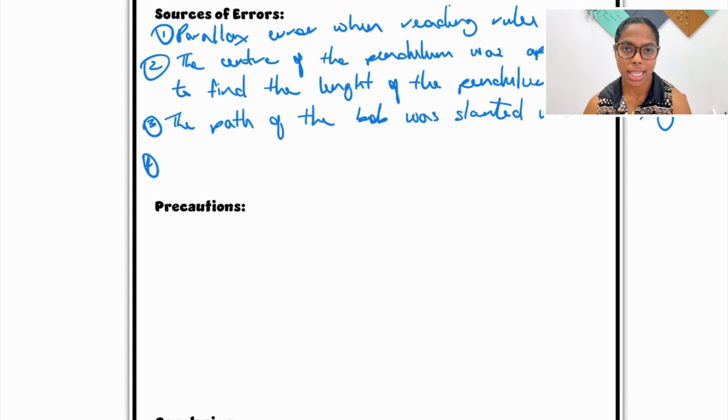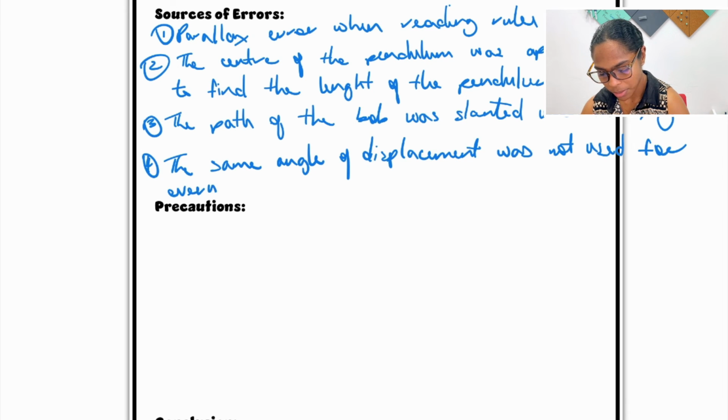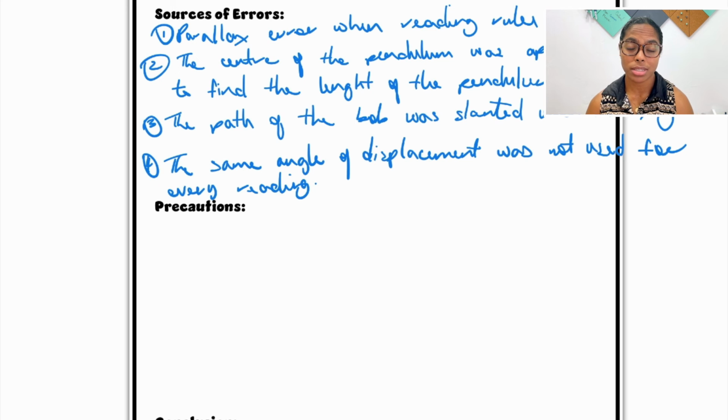Another thing that we could say is that we didn't use a protractor to measure the angle that we pulled it back by, so it's very possible that we could have used a slightly different angle every time, even though that is not among the factors that affect the period of a pendulum. But the same angle of displacement was not used for every reading, or maybe you could just say it was approximated. You could go on to say if your table wasn't completely level or completely stable. You could list those things as well.